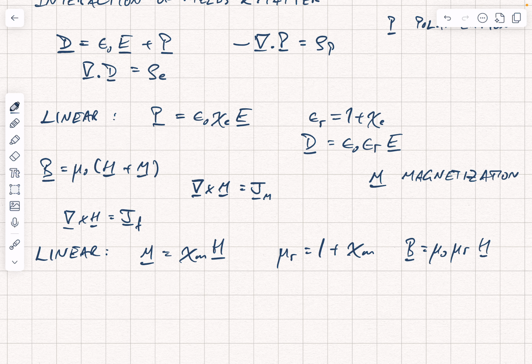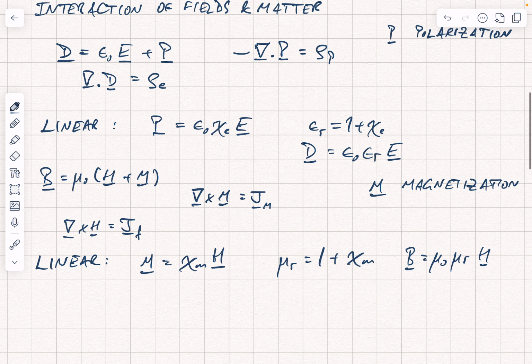It's important to note that chi E in almost all materials is greater than 0, it's always positive, whereas chi M is both positive and negative, giving you diamagnetic and paramagnetic materials. That's a brief overview of the interaction of fields with matter.